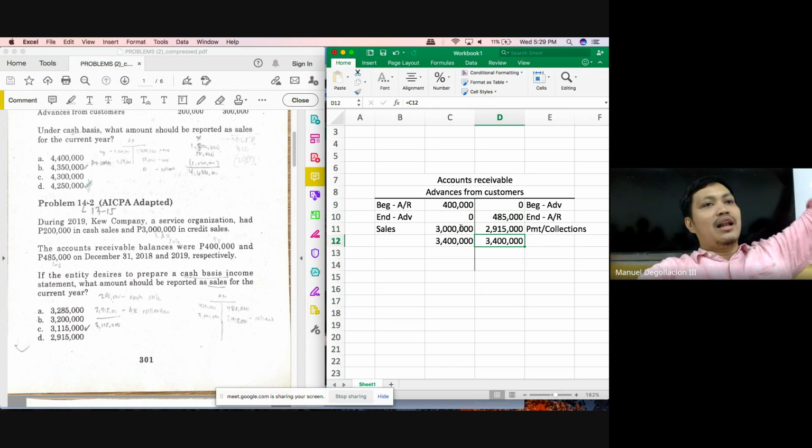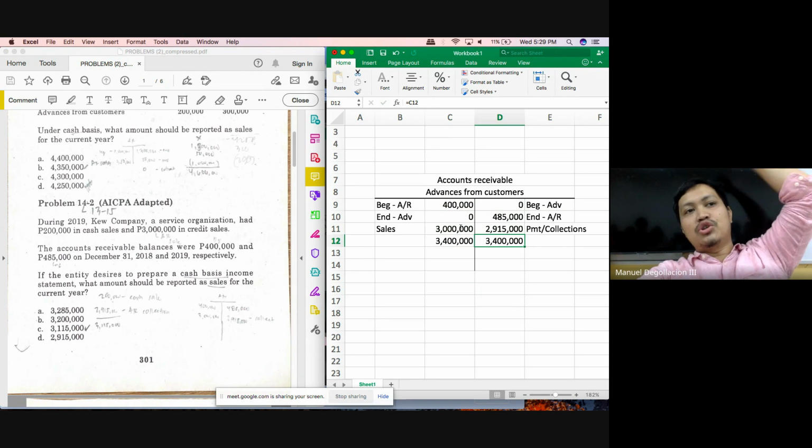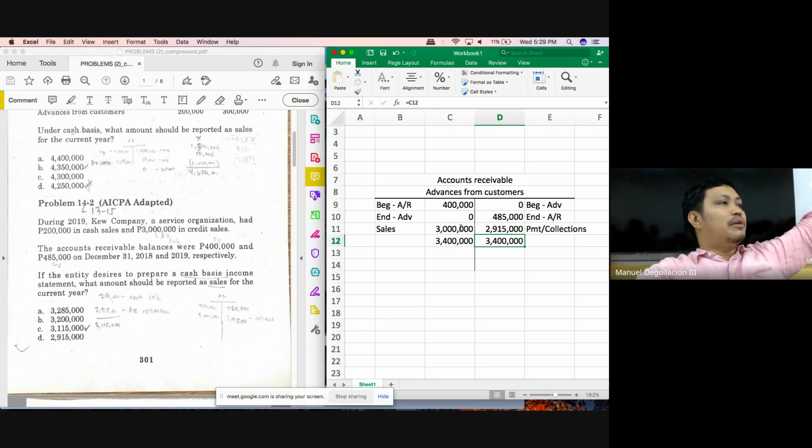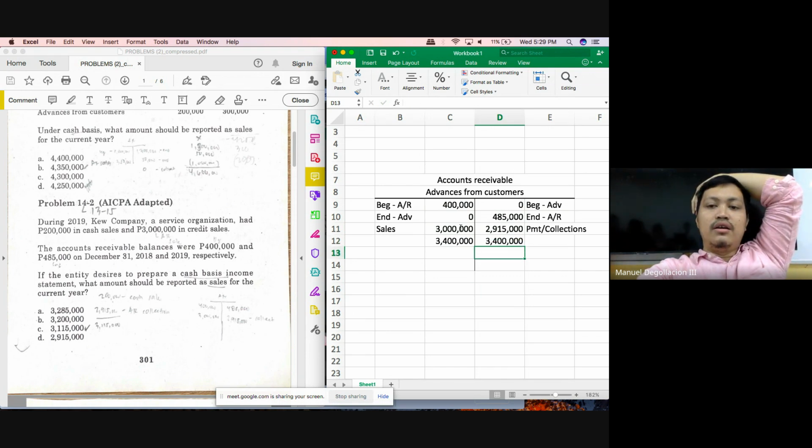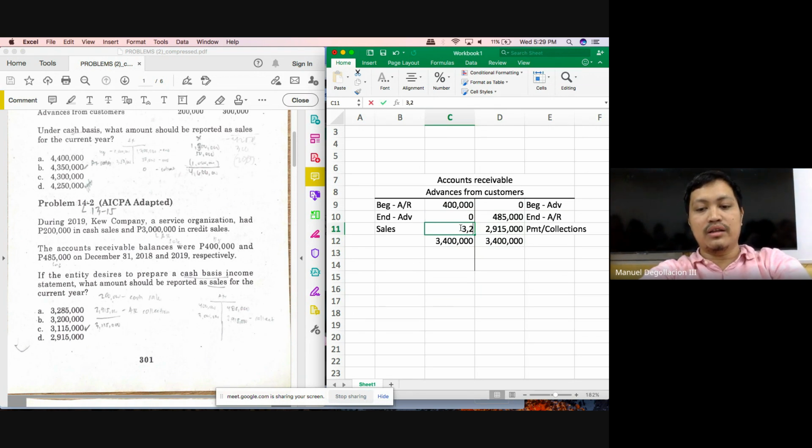If you're using the T account, class, to abbreviate the procedure, instead of putting sales here of 3 million, just add the cash sales already. Okay, if you change the cash sales to 3,200,000, your total debits would be 3,600,000, and then your total credit should also be 3,600,000. Then if you deduct the 485, you'd already arrive at 3,115,000. Why is this simpler than 14-1? The source of our collection is only from the receivable, no advance payments. Okay, so the answer there is simply letter D.